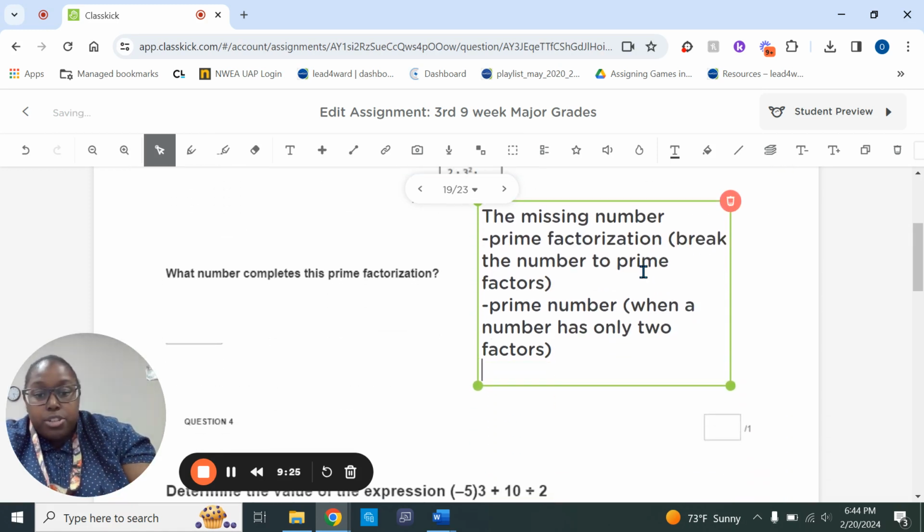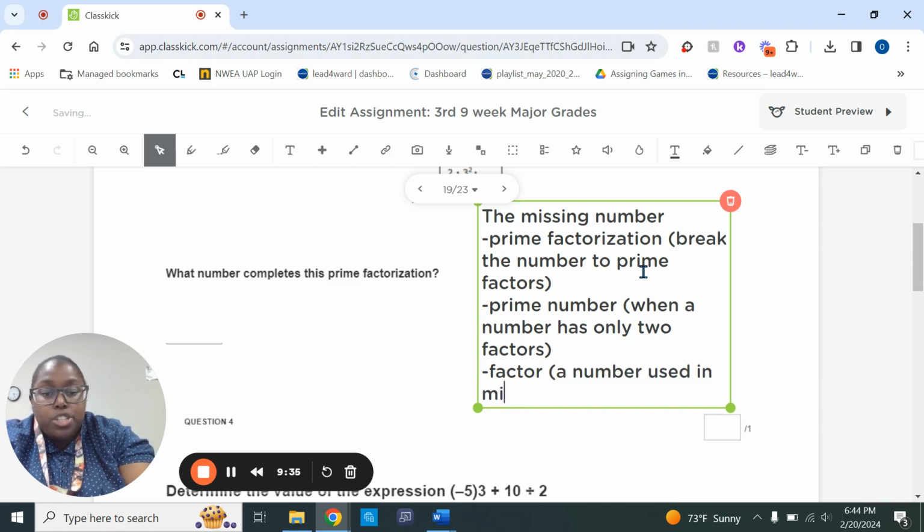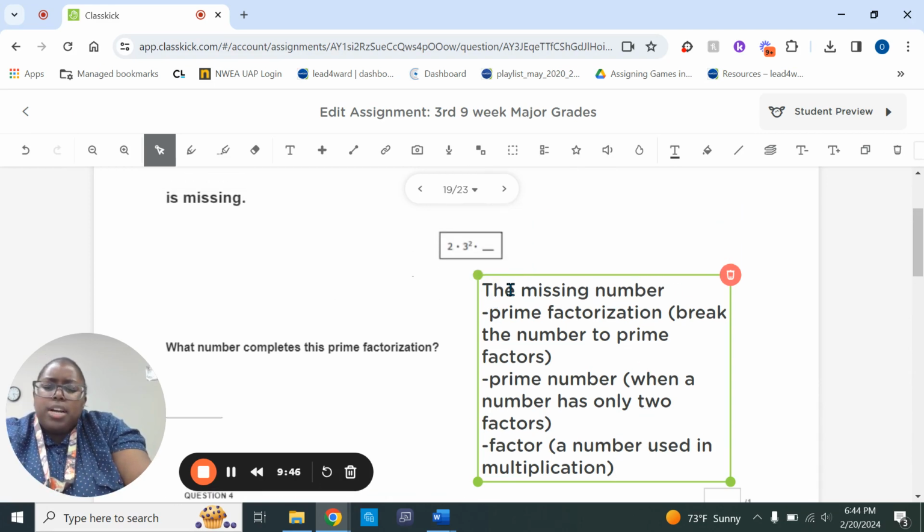Then you have to remember what a factor is. Factor, a number used in multiplication. Now, by the time you get to that, you should remember what multiplication is. So we are trying to find the missing number by doing prime factorization, which means we're going to be breaking a number down to prime factors. A prime number is when a number only has two factors, and a factor is a number used in multiplication.